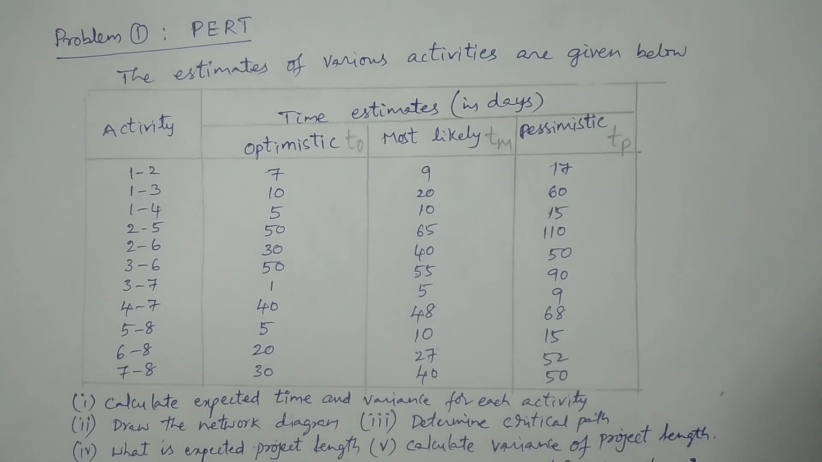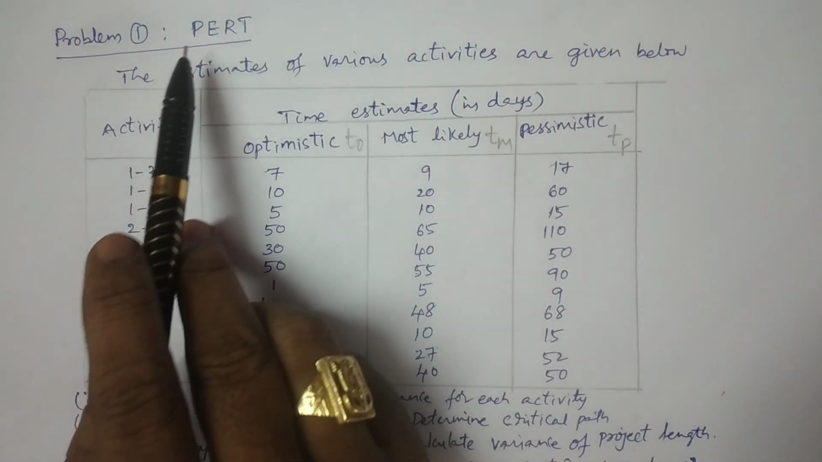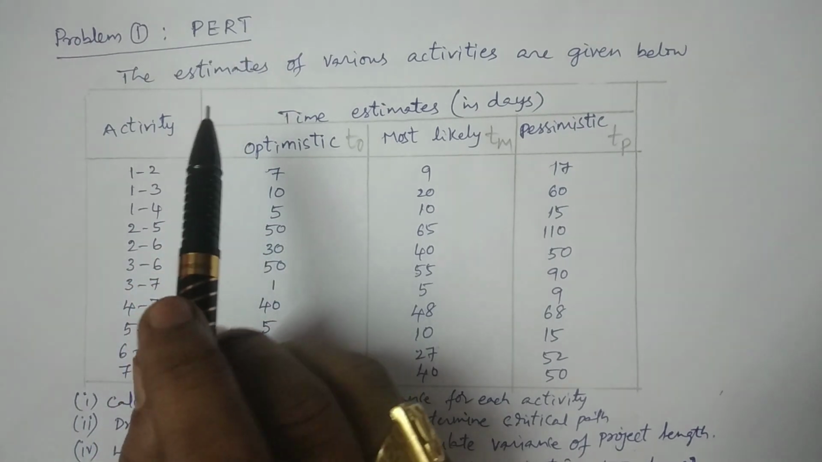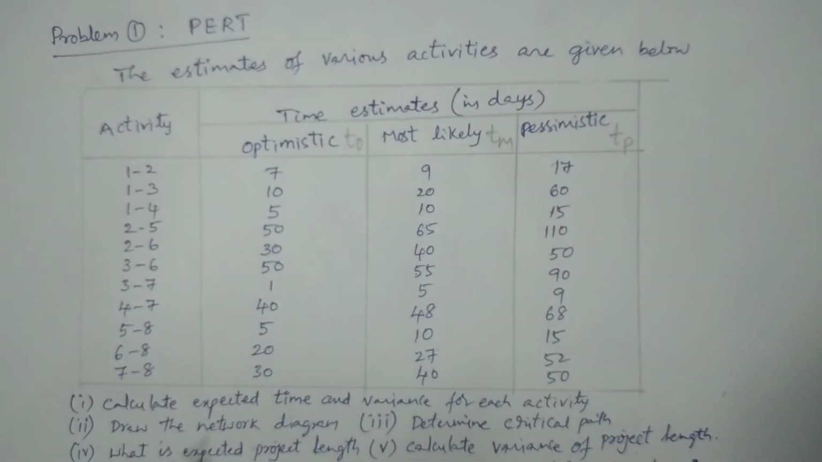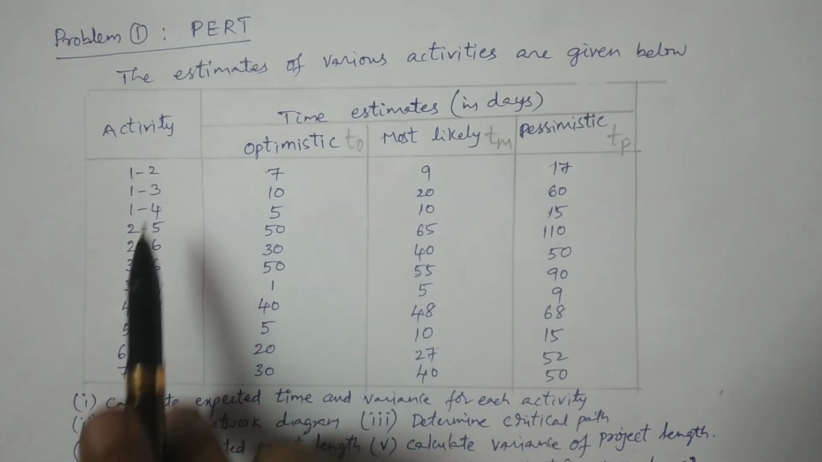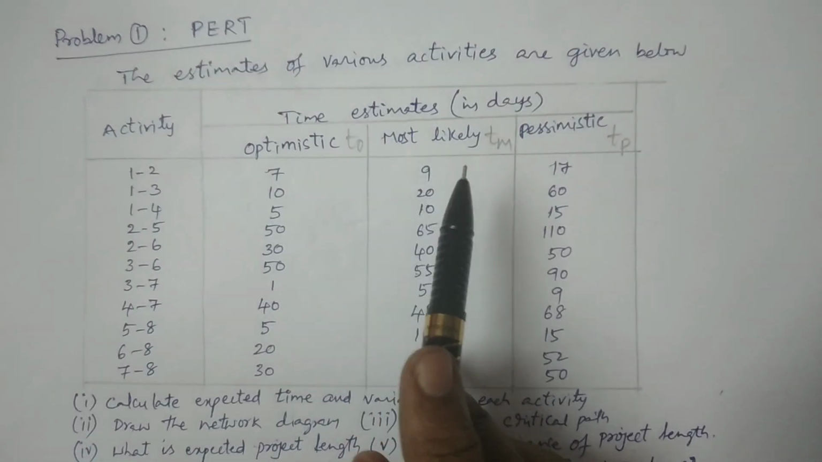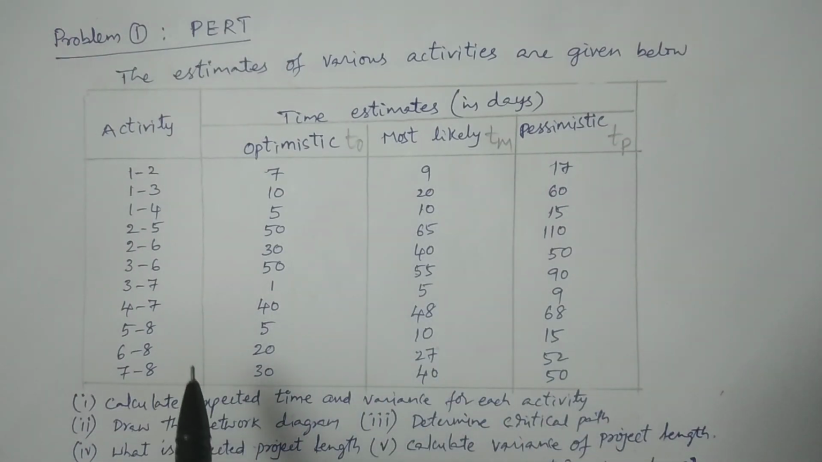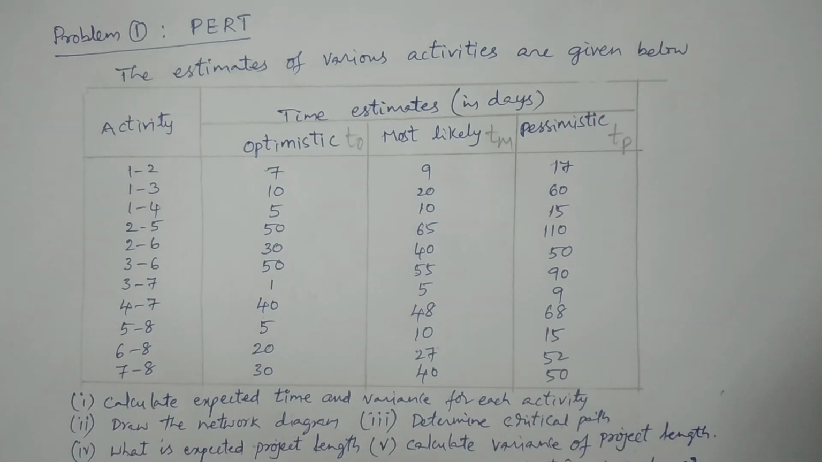In this class, I explain one problem in PERT, Project Evaluation Review Technique. In the PERT analysis, I will tell you one particular problem. This is the problem. The time estimates are given for various activities, and we have to calculate the remaining, that is, the problems are given here.